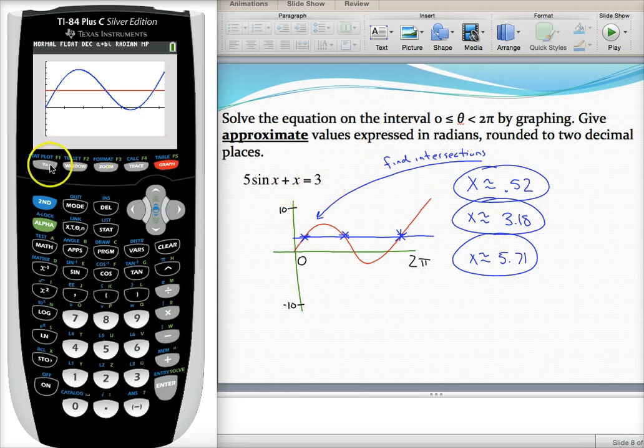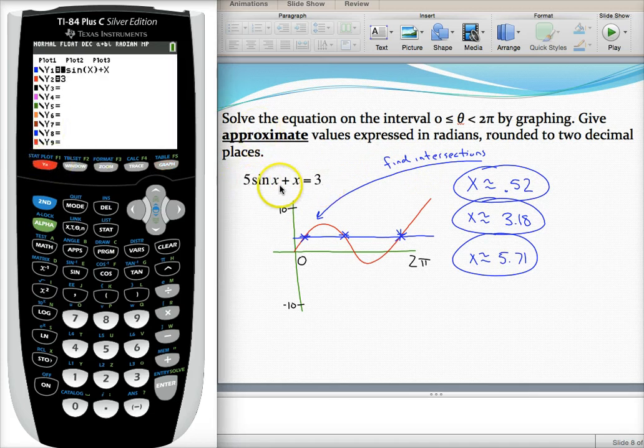And so what I've done is I've gone ahead and gone into y equals, and I've typed in each side of my equation as y1 and y2. And then I'm going to go ahead and graph this and see where these lines and curves intersect.